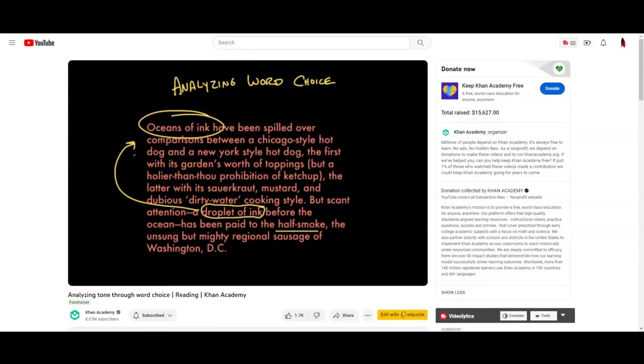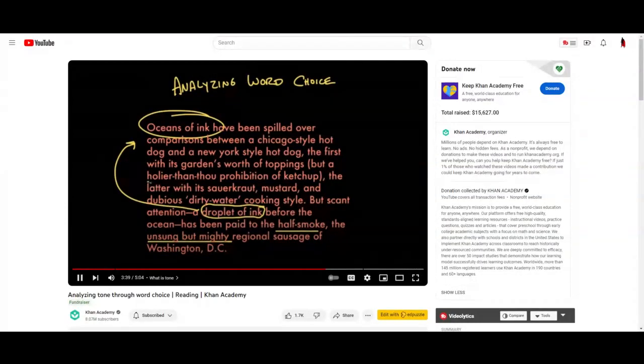Half-smokes are described as unsung but mighty, which suggests that they haven't been given their due. There hasn't been enough praise for half-smokes. And that therefore the amount of attention given to Chicago and New York hot dogs is unfair or even disproportionate. I think we can also determine from word choice that the author thinks a Chicago hot dog is a little ridiculous and that a New York hot dog is a little gross. How do we know this? Chicagoans generally don't like ketchup on their hot dogs, and the way the author phrases this is by saying that they have a holier-than-thou prohibition on ketchup, which is to say they get all haughty and upset about it, which is weird because it's ketchup.